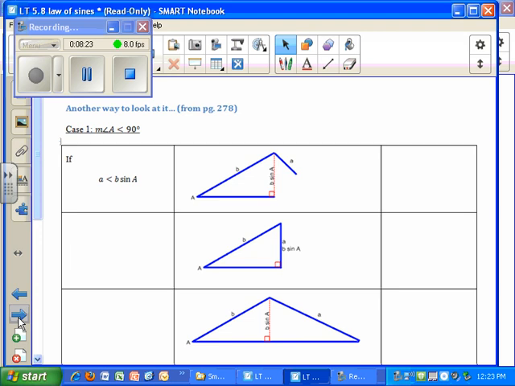Here's another way to look at it. This one's on page 278 of your textbook, and if you want another way to visualize it, you can look at that page in your textbook, and it goes through that explanation as well. It's the same information as the previous page, just given to you in a slightly different format.